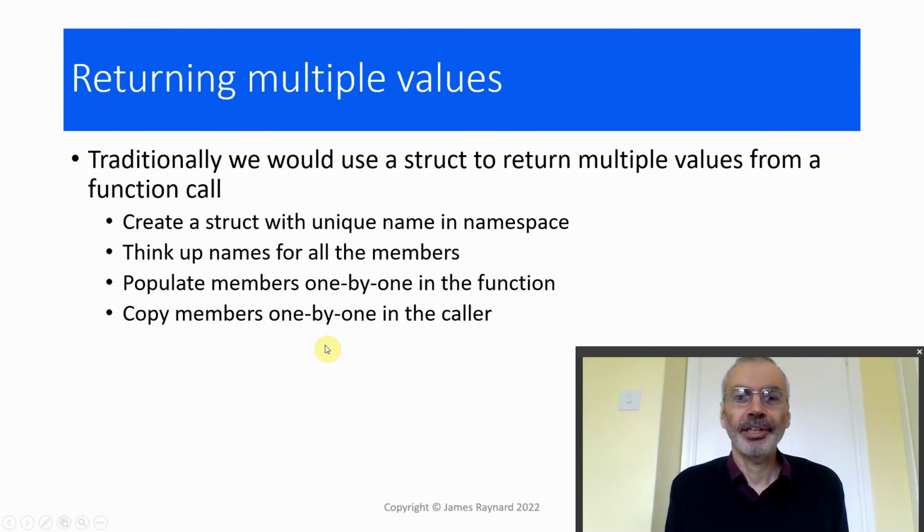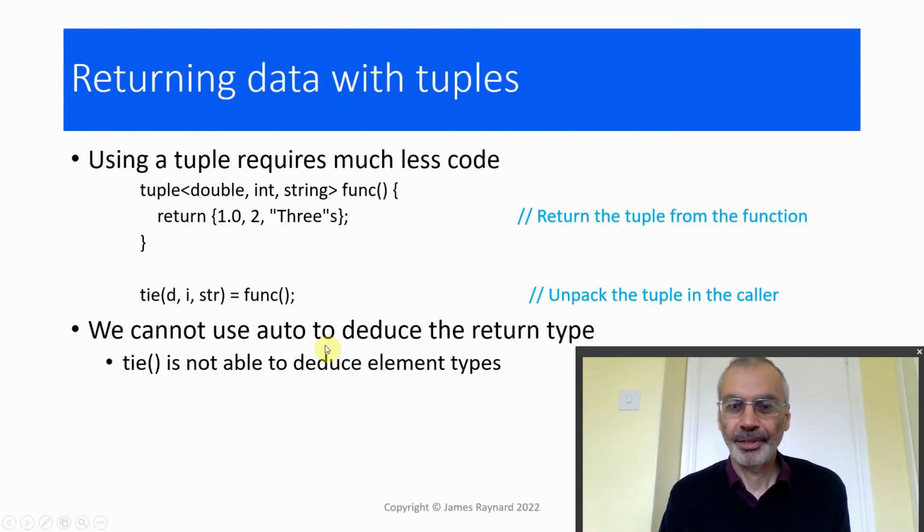Another good example is returning multiple values from a function call. This is a question I've been asked at interviews. If you have exactly 2 values, you could use a pair, but in the general case you have to create a struct, think up a unique name for it in that namespace, then think of names for all the members, then populate all the members in the function body, and then in the caller you have to copy all the data from the members of the struct into your own variables, which is all a bit tedious. With a tuple you can do it much more conveniently.